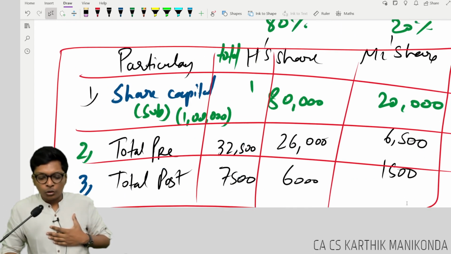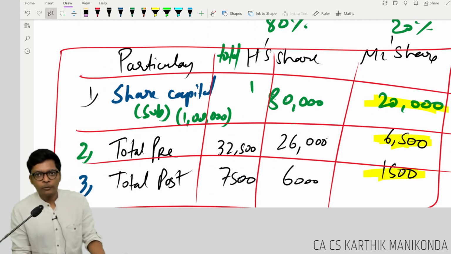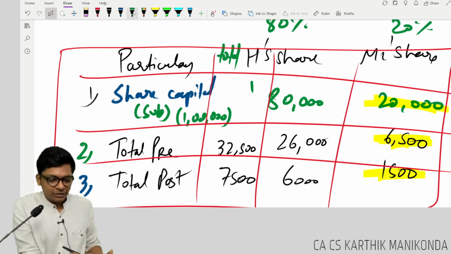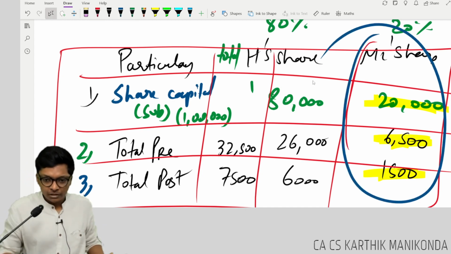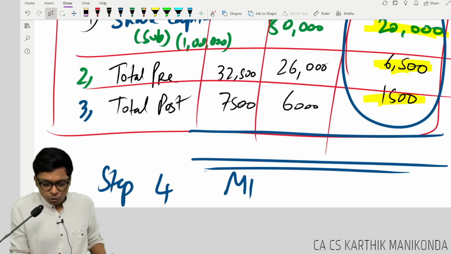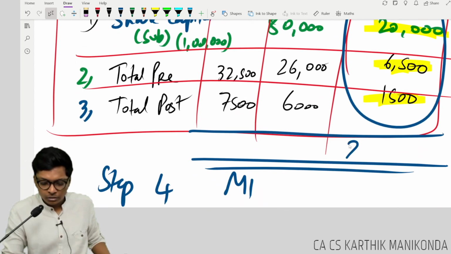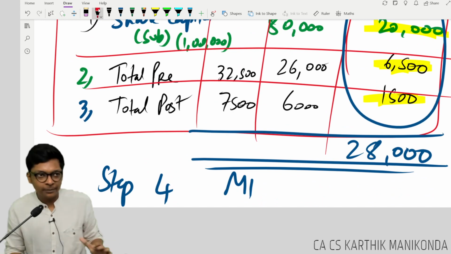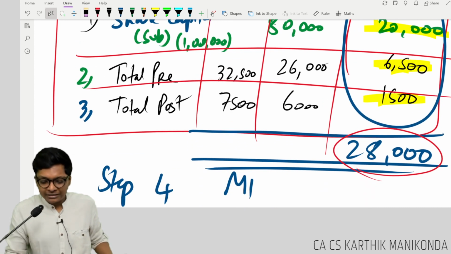Everybody understood this? Now go to this table. Add these three. How much are you getting? 28,000. Are you following, guys? So take a pencil. You prepare a total also here. Total does not make sense for all the columns, but still you prepare a total. Here you get 28,000. In pencil you write down this 28,000 is equal to step 4.